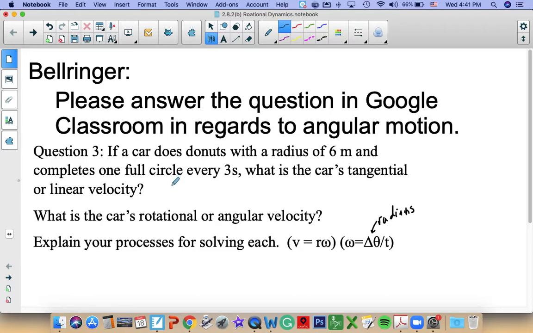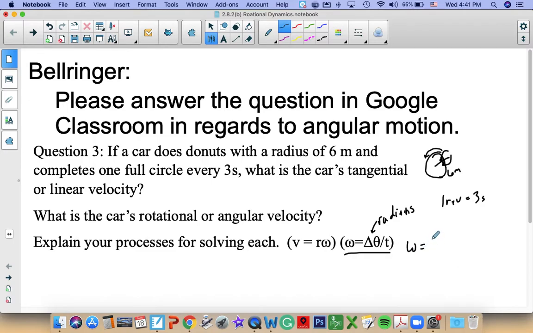Okay, so let's think about this. We've got a car. Let's draw a circle. Our car is doing donuts, so it's a car right there, doing donuts. The radius is 6 meters, and one full circle, one revolution, is every 3 seconds. So we probably want to get this first. I know that's the second question, but let's see if we can get that.